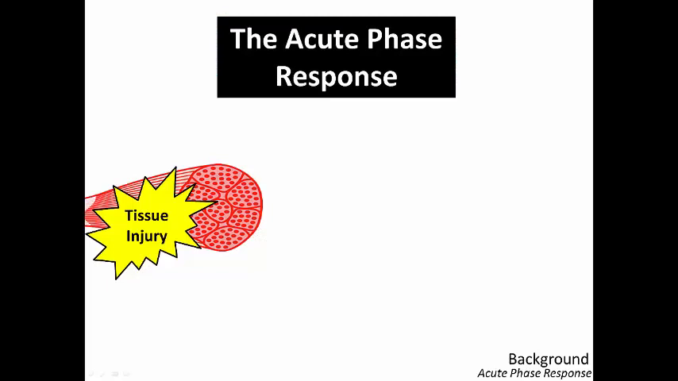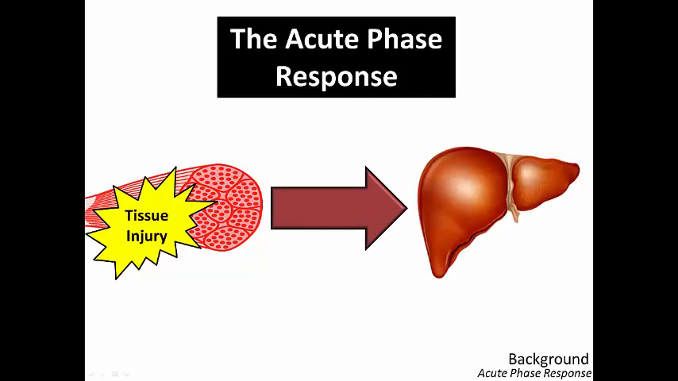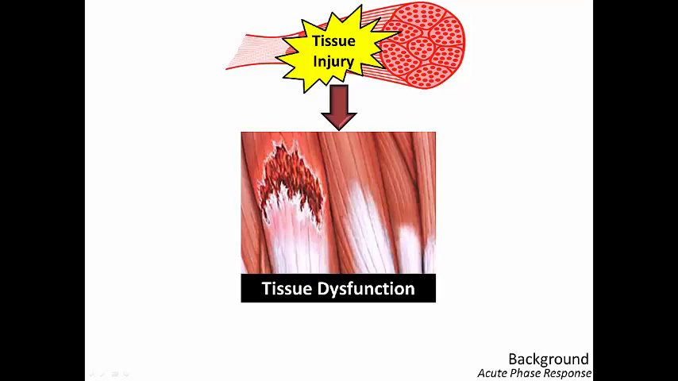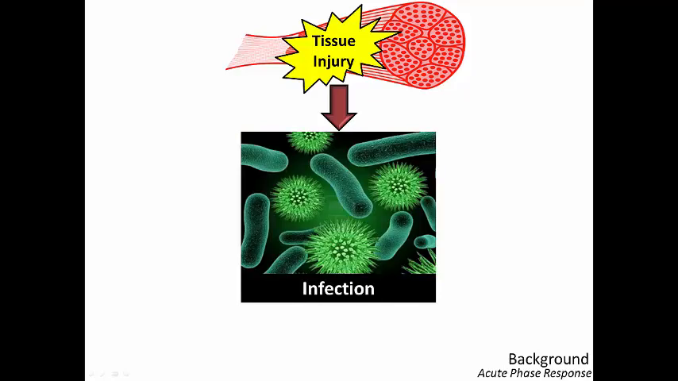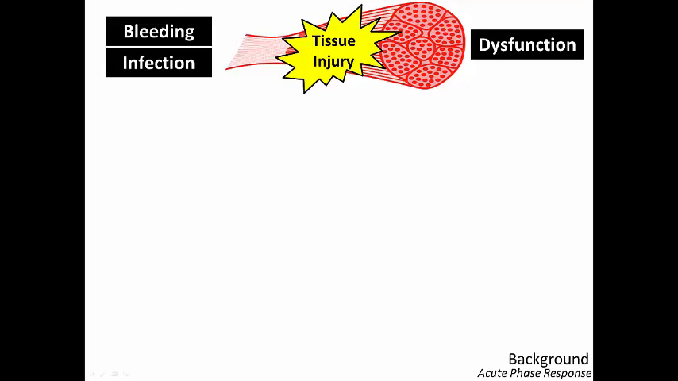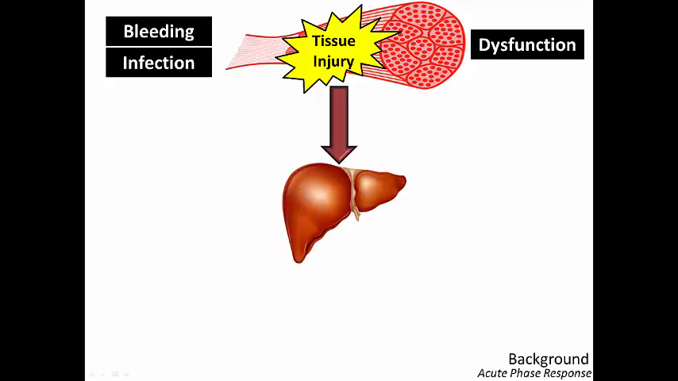The acute phase response is how the body responds to tissue damage. It is an endocrine system between damaged cells and the liver. Let's take a musculoskeletal tissue, for example, a muscle. Damage to this muscle causes dysfunction, bleeding, and an increased risk for infection. As a consequence, the body initiates an incredibly orchestrated reaction termed the acute phase response.